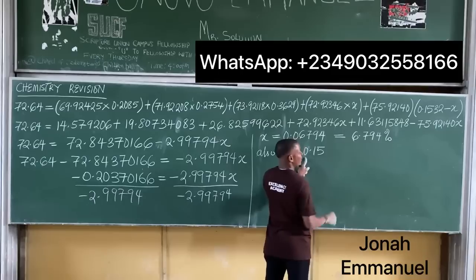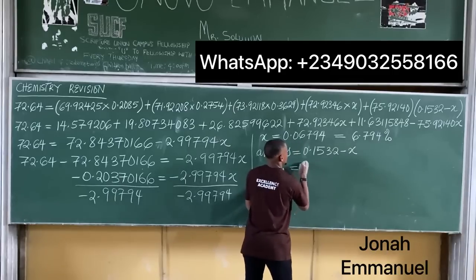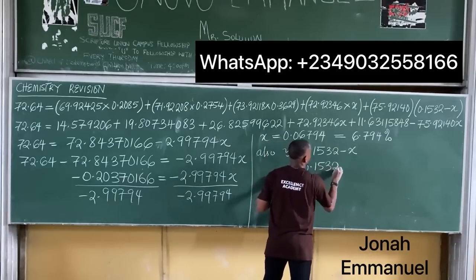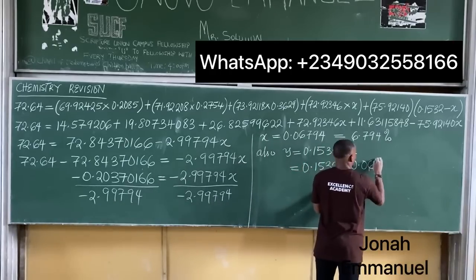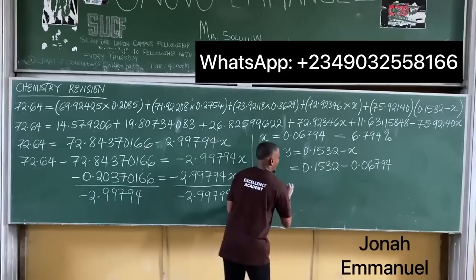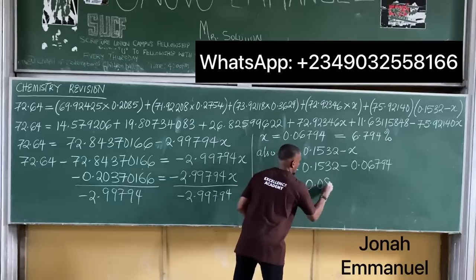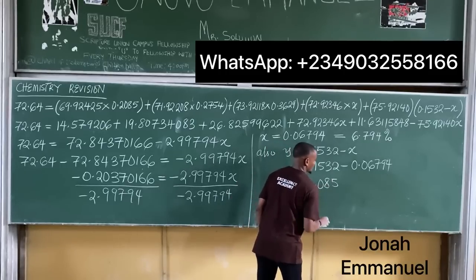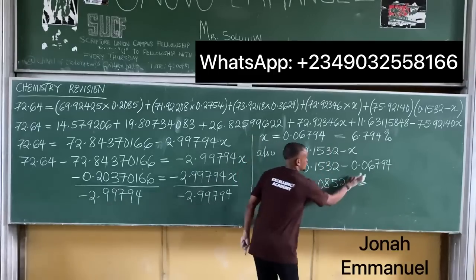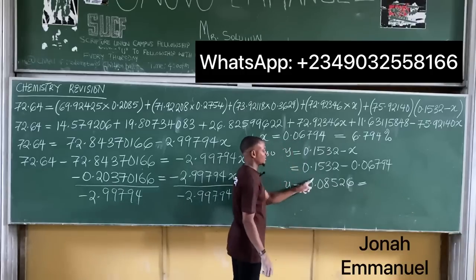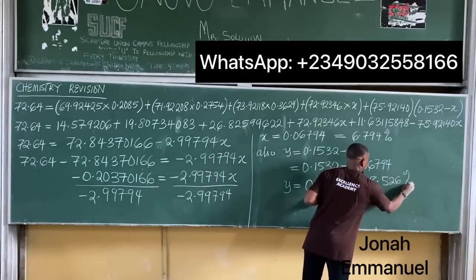Also, we said y is equal to what there? 0.1532 minus x, 0.06794. So y is how many? 0.08526. Give me this in percentage from here. All right.